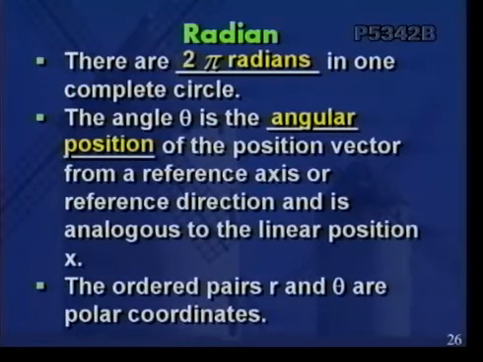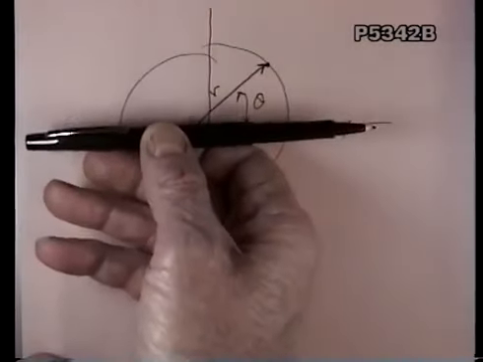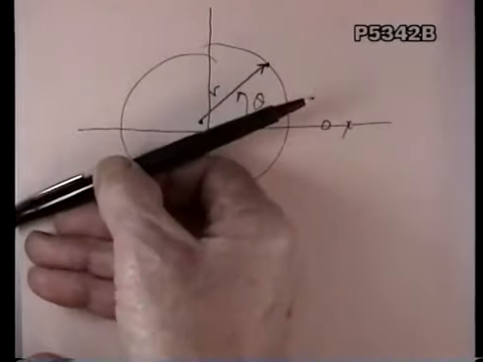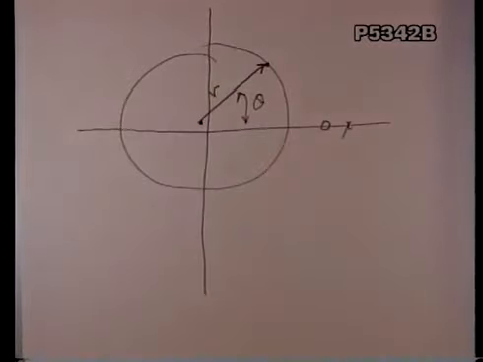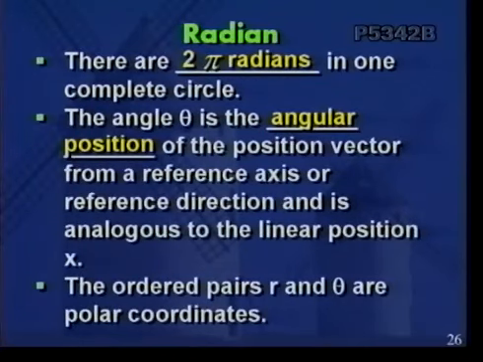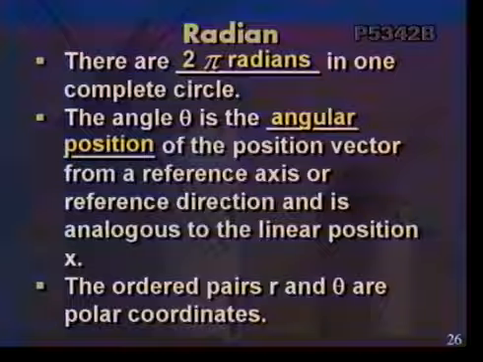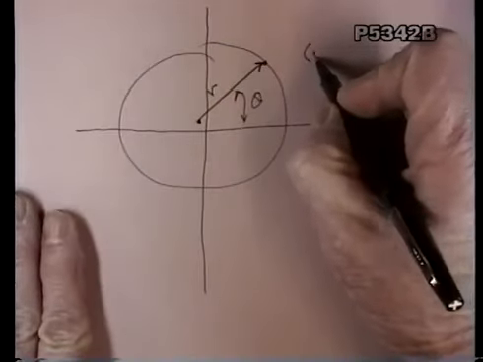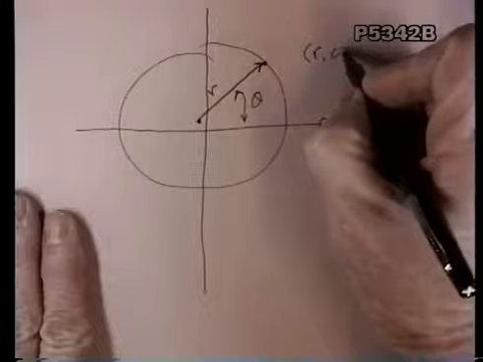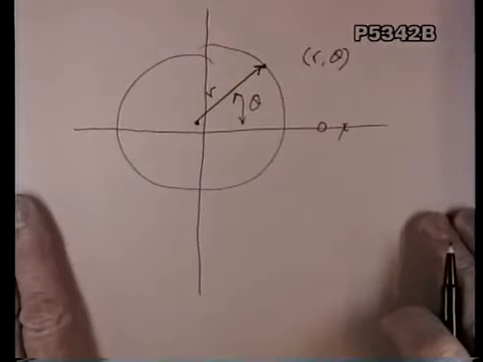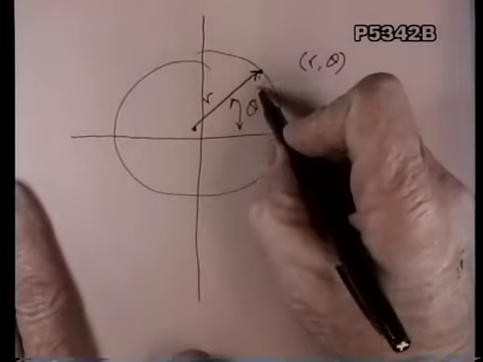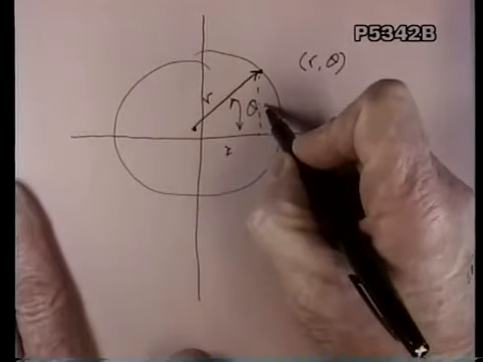The angle theta is the angular position of the position vector from a reference axis. So here's our reference axis, and there's our radius. It's that angle, and is analogous to the linear position x. We'll demonstrate that for you in just a minute. The ordered pairs then become r and theta, and these are polar coordinates. So we have ordered pairs r, the radius, and theta. We could plot those on a graph. They're analogous to x and y.